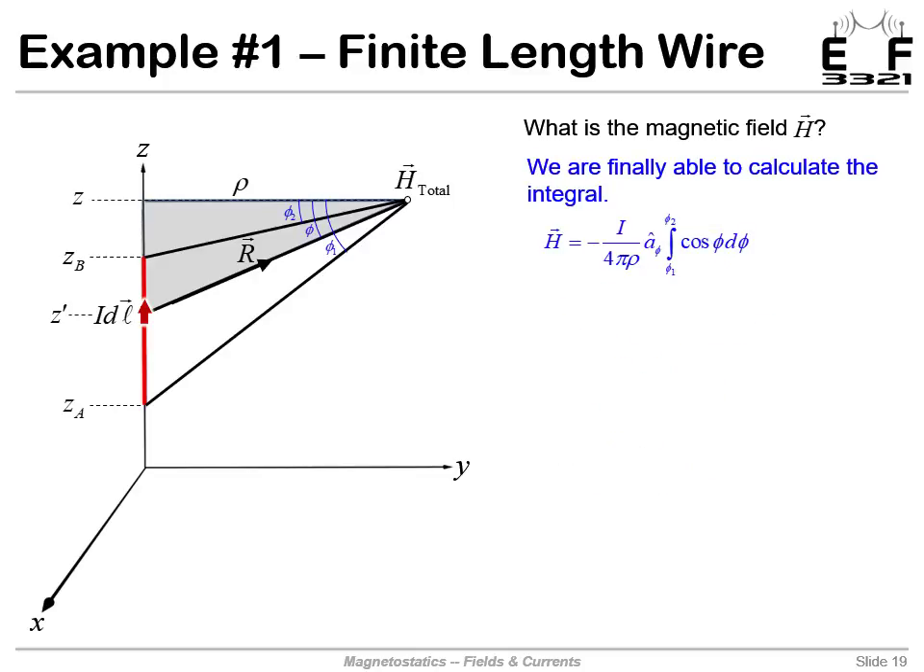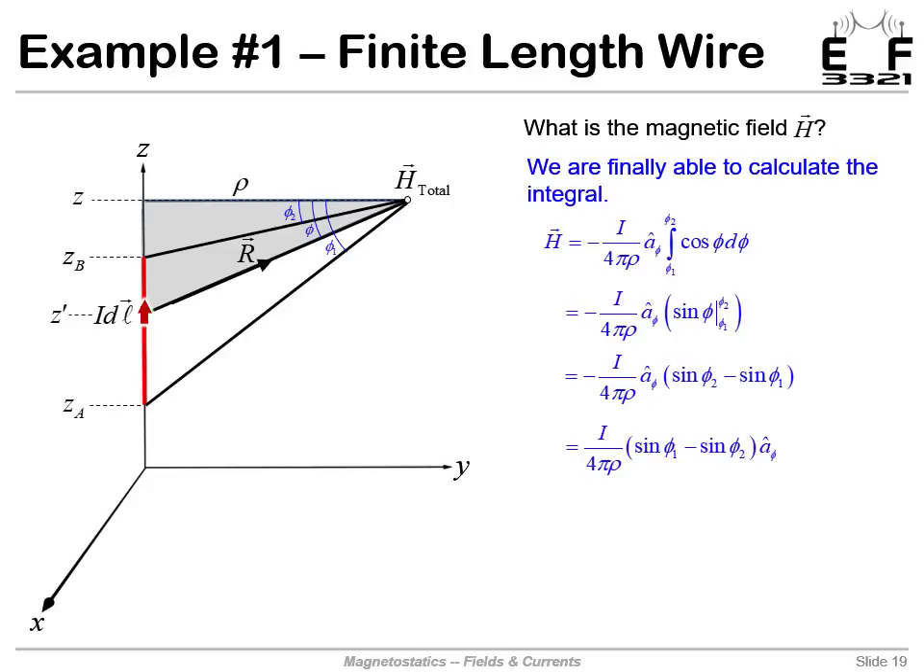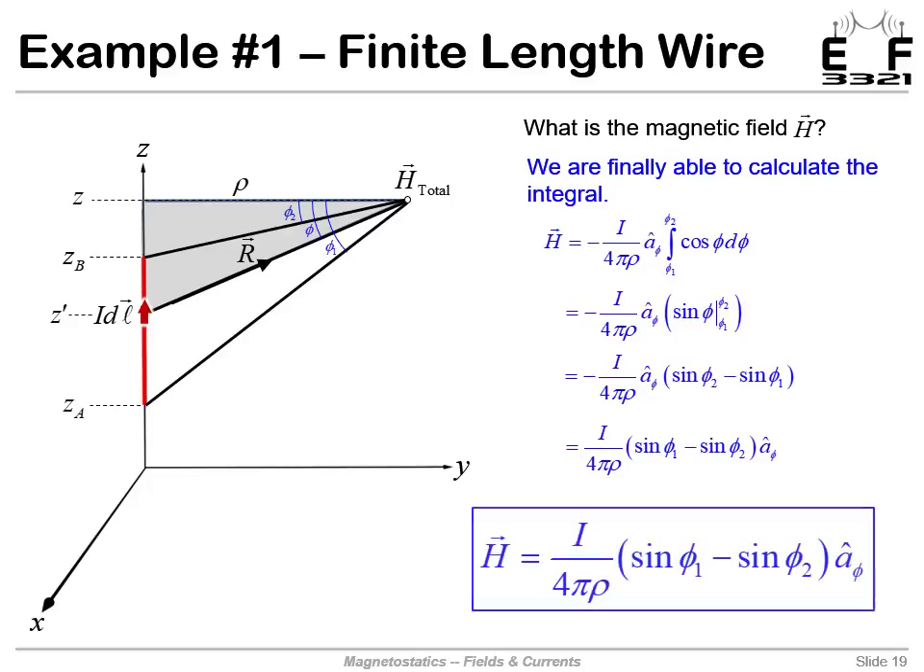So here's our integral. The antiderivative of cosine is sine. We evaluate the sine function at our limits and subtract. We then absorb the negative sign into the parentheses, and we end up with our final expression for the magnetic field around this finite length wire. Notice the 1 over rho dependence. That's not a 1 over r squared dependence. We saw that for our differential magnetic field.